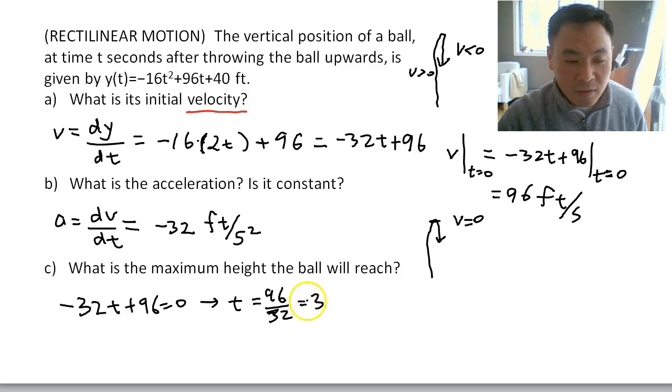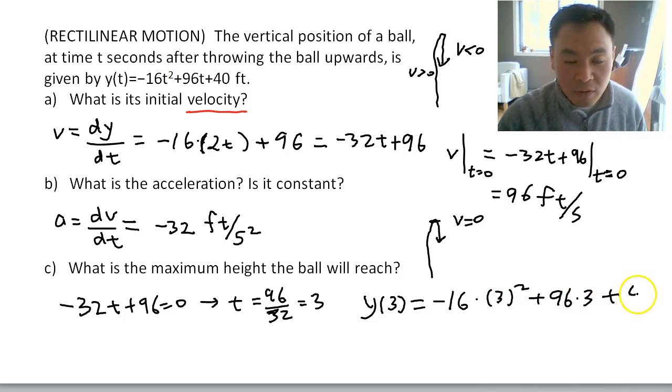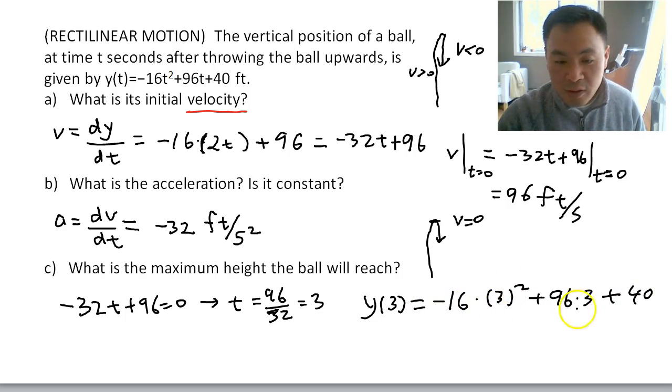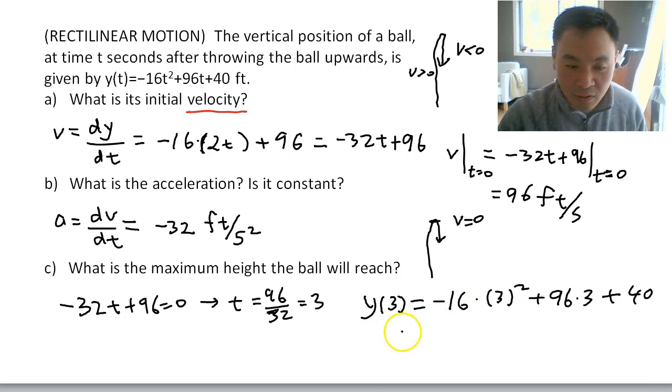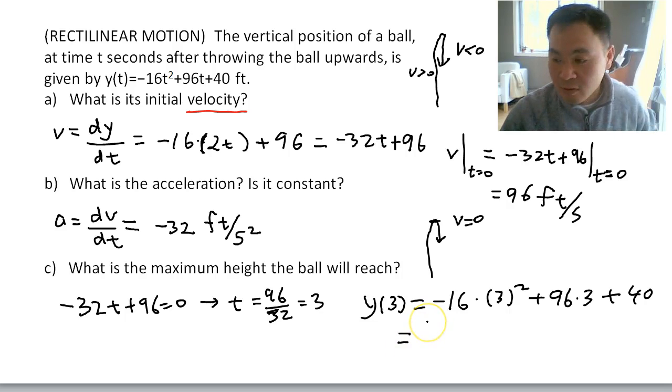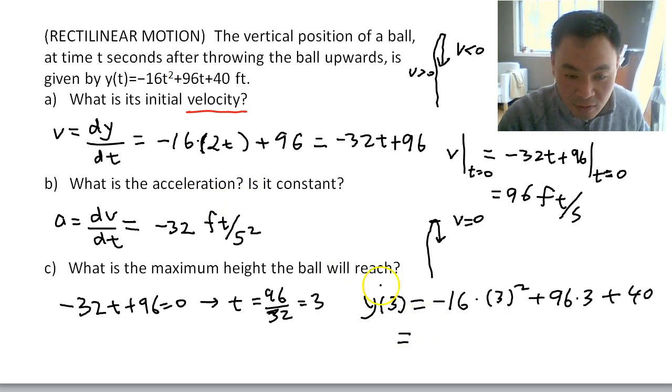And this is not the answer yet, because it's not asking for when the ball will reach the maximum height. It's asking for the maximum height itself. And since y holds the data of the height, we have to evaluate y at time t equals 3. We plug in 3 to that function, and if you multiply these out or calculate using a calculator, you'll see that the answer is, I think, 264 feet.